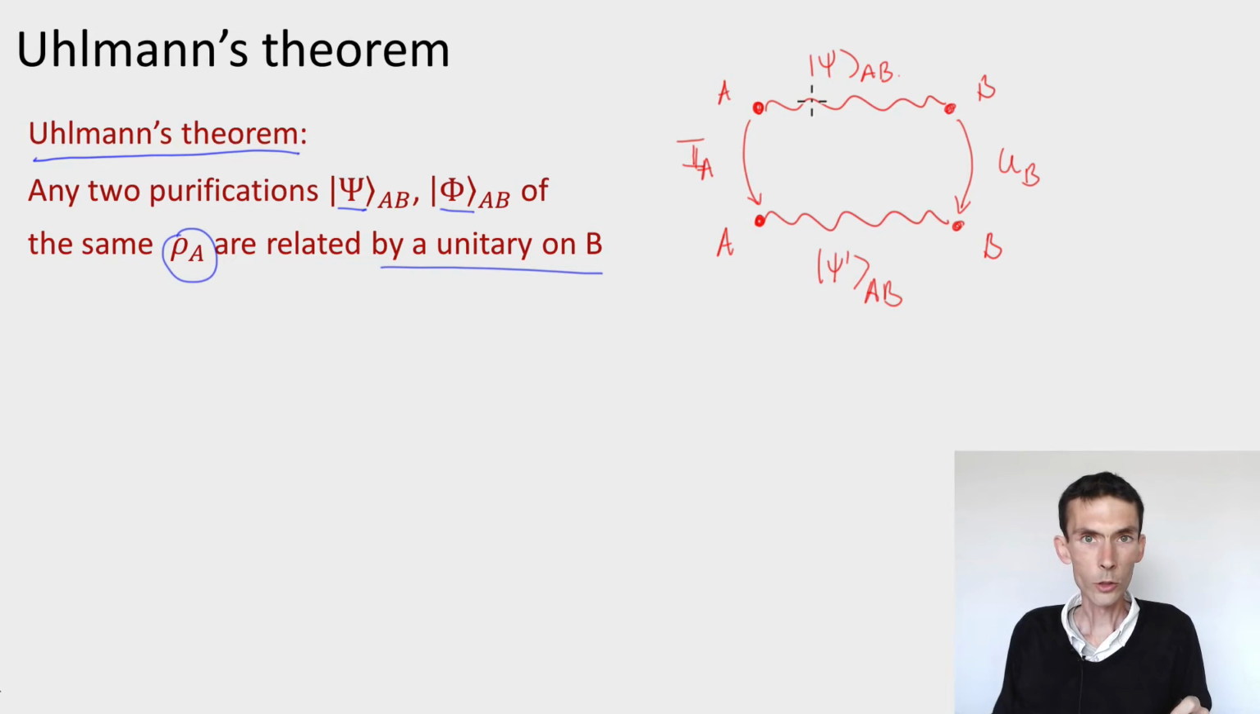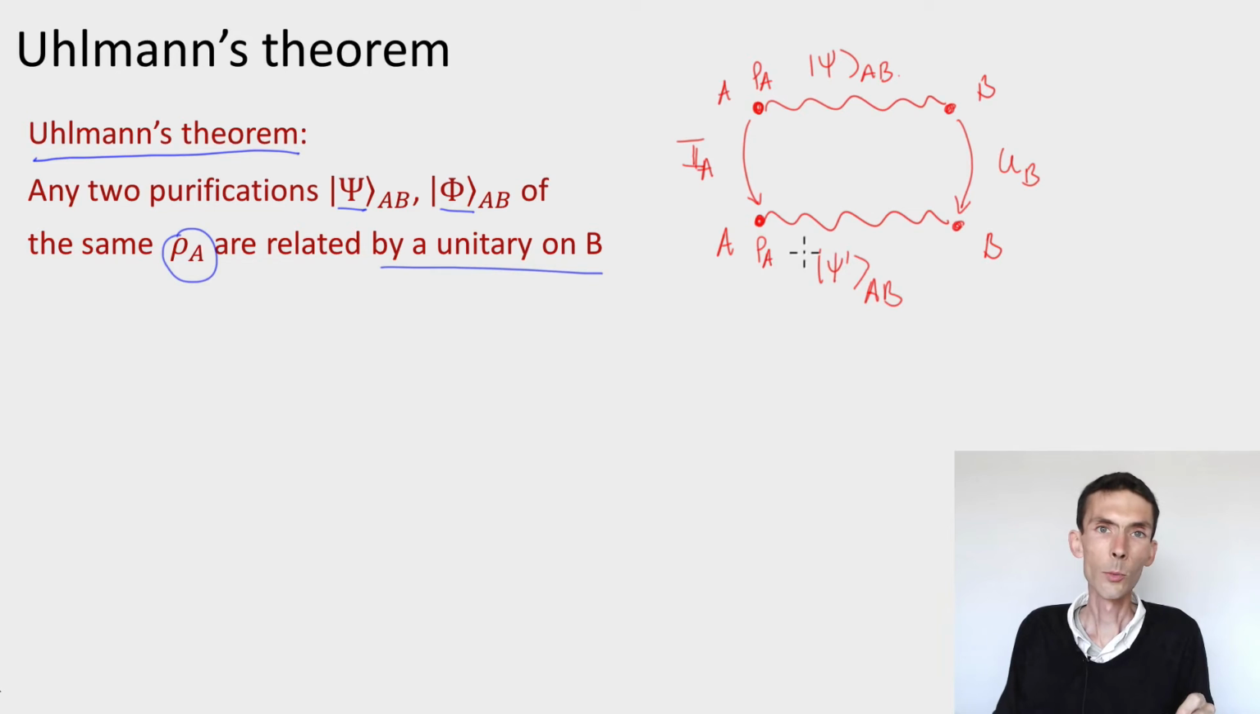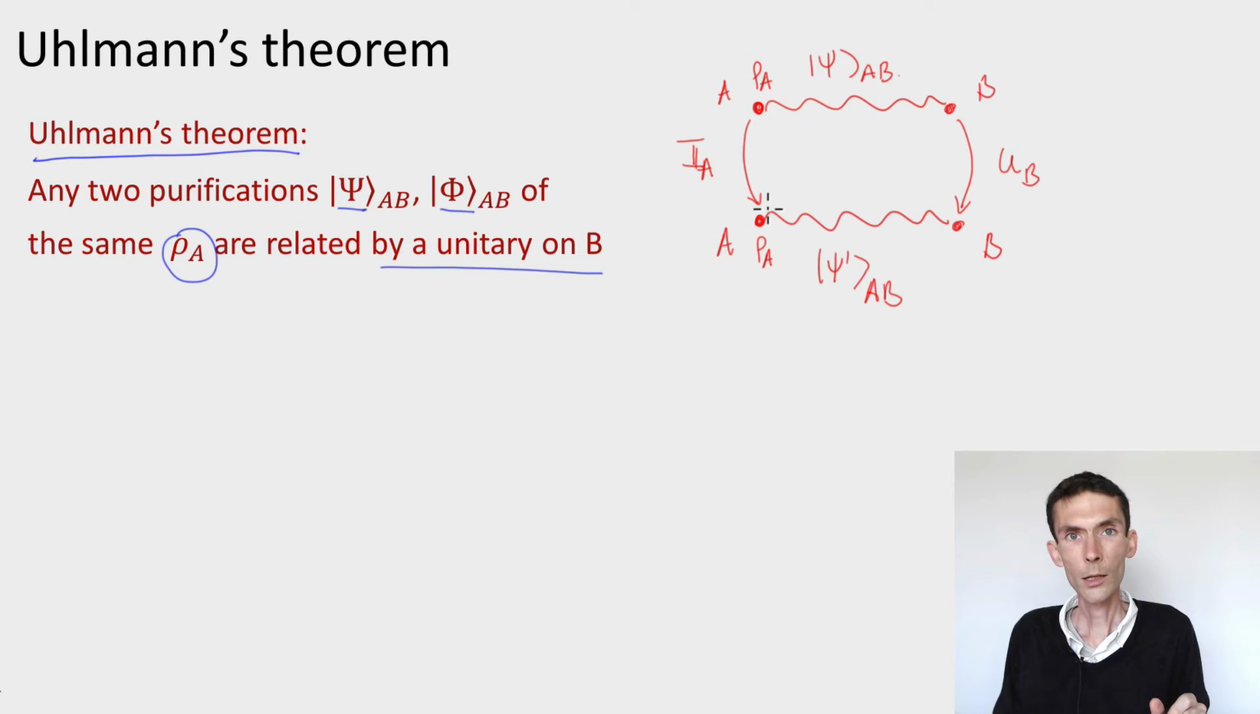Well, a necessary condition is that the reduced density on A are the same for both states. So here I should have a reduced density ρA, here I should have a reduced density ρA, because acting by a unitary on system B is not going to change the reduced density on A. And Uhlmann's theorem says that not only is this a necessary condition, but it's a sufficient condition. If the two states have the same reduced density on A, then they are two purifications of the same state, and the theorem says that they should be related by a unitary. So this is a very powerful theorem. Let's give a proof.